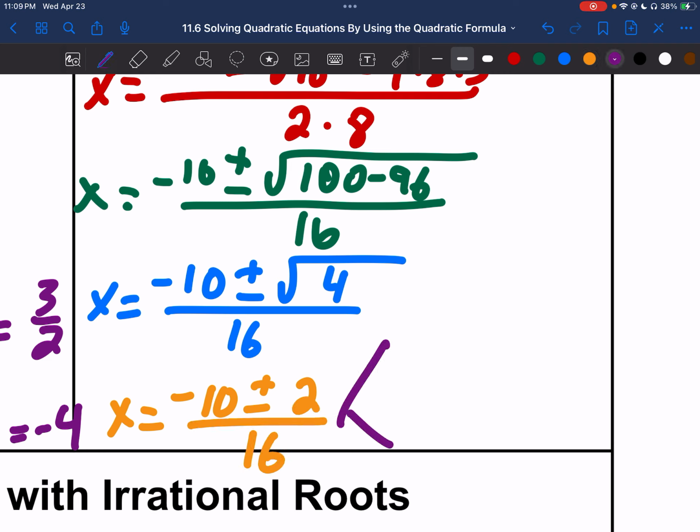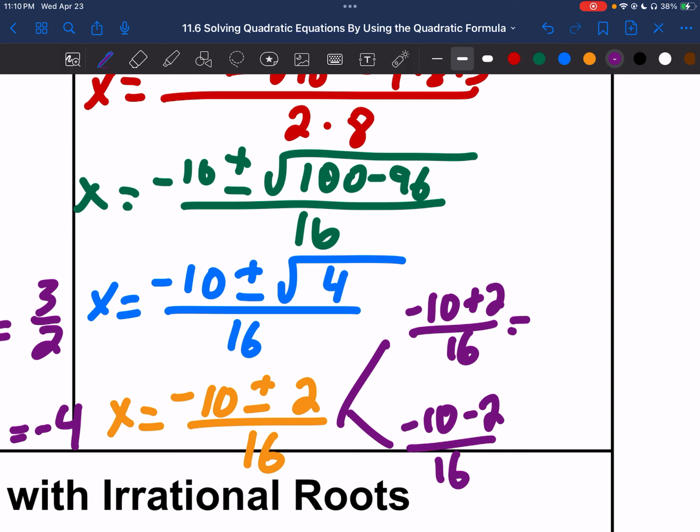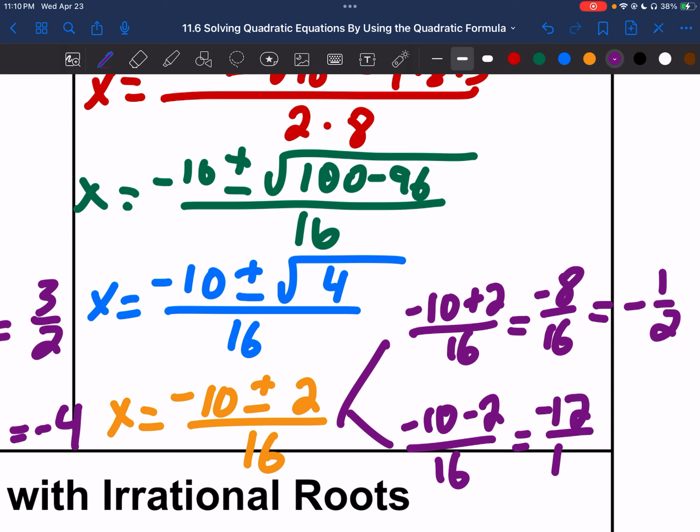We divide into our two pieces, negative 10 plus 2 over 16, negative 10 minus 2 over 16. So we get negative 8 over 16 on our first run, which is negative 1/2 when we reduce. We have negative 12 over 16 in our second run, which is negative 3/4. Again, leave these as fractions.